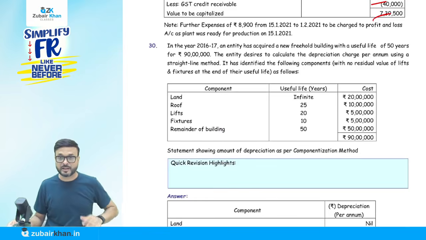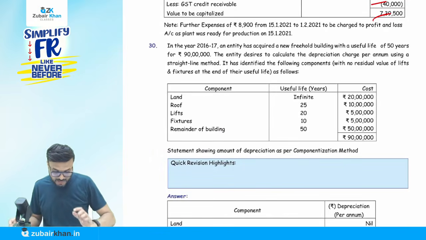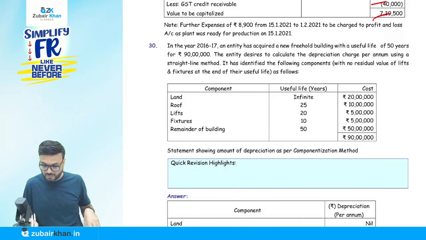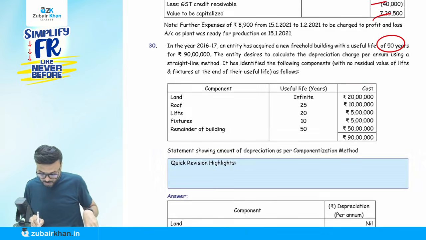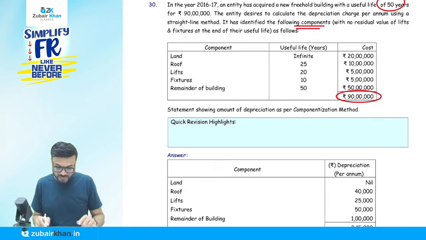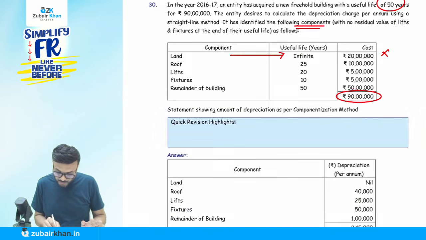Okay. Now last one. In the year 2016-17, entity has acquired a new freehold building with a useful life of 50 years for rupees 90 lakhs. The total cost is 90 lakhs here. The entity desired to calculate depreciation using straight line. It has the following components. There is no residual value of lift and fixture at the end of the useful life. What is the life of the land? Infinite. Do we charge depreciation on that? No depreciation. Roof, how much is the life?